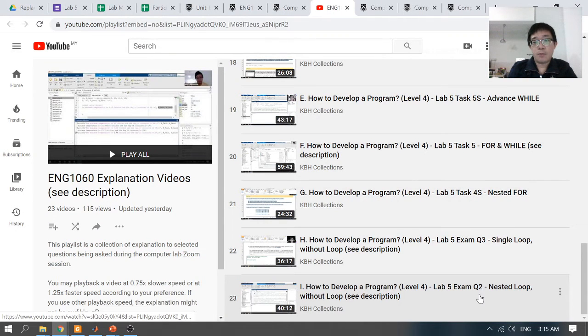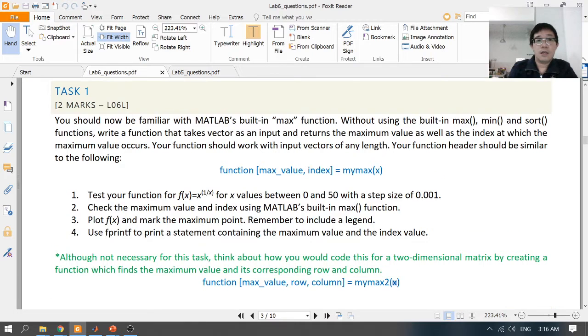You can refer to the Lab 5 exam question 2 video, because the approach that I have discussed in this video is applicable to Lab 6 task 1. If you go through the video first and come back to this question, you will be able to use the same approach that I used in the video to develop these two function files, my max and my max2. So that is the explanation about what this question expects you to do.